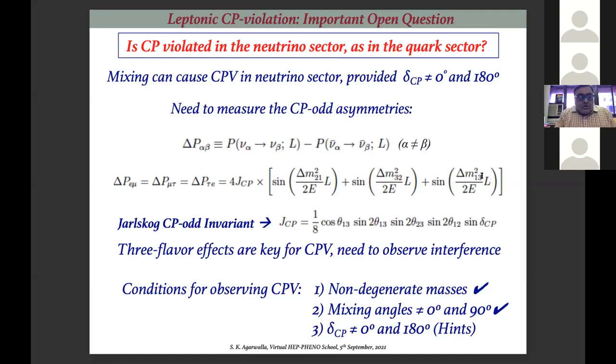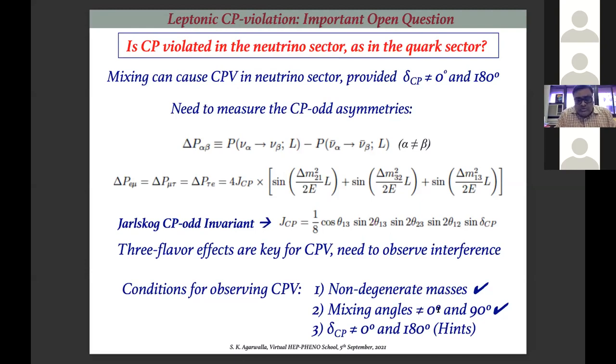Okay. So to have a finite CP odd asymmetry in vacuum, this is the expression in vacuum, you need non-degenerate masses. You can't collapse these states. You need finite delta M21 square, finite delta M32 square. That's why I am writing what are the necessary conditions. You need non-degenerate masses and your mixing angle should not be 0 or pi.